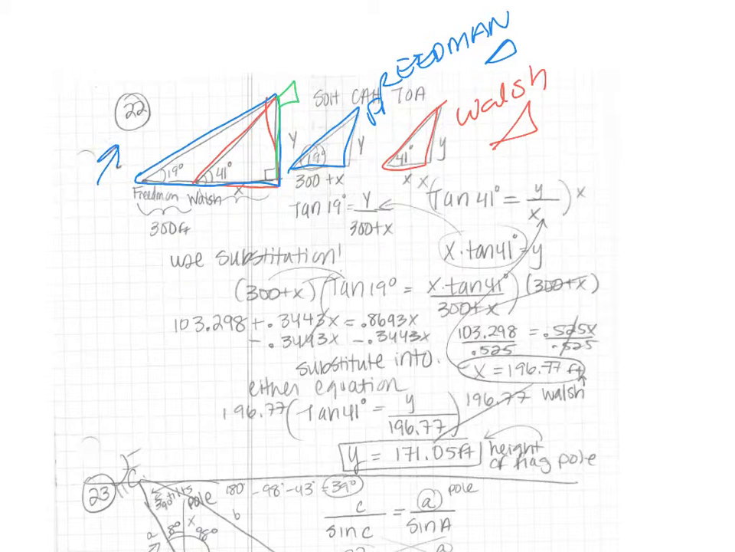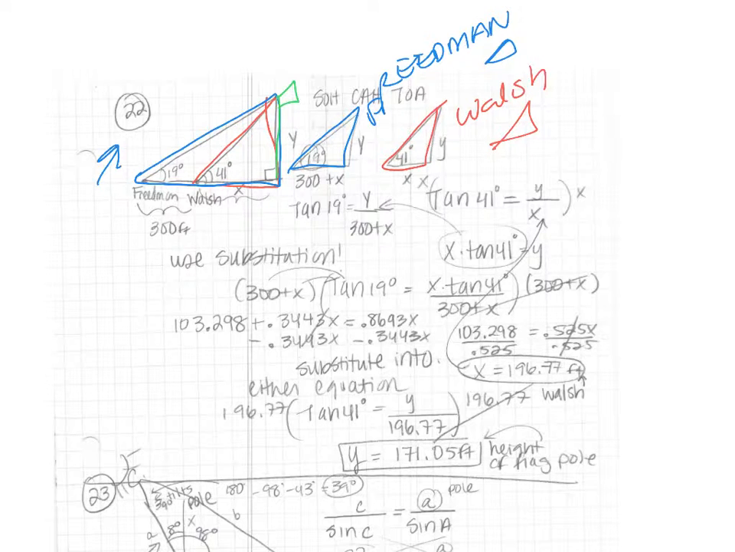So number 22 for the word problems is probably the hardest. You have two triangles inside of one. So I would set up two triangles separately. That helps me visually. And we're going to be doing substitution.